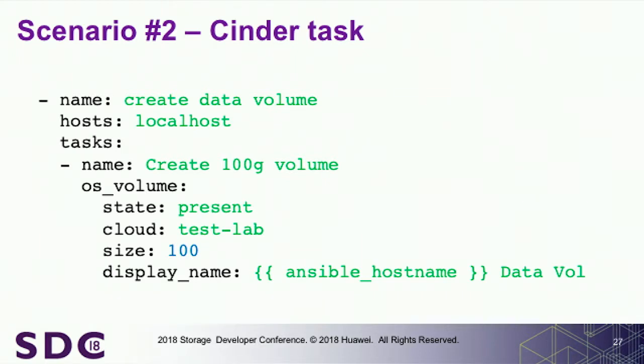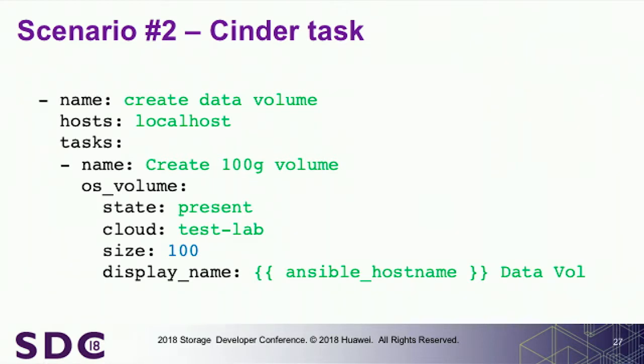You declare a state, it could be absent, making sure it's not there. I'm saying present, and it needs to be 100 gig, and I'm giving it a name. And when you run this task, Ansible is smart enough to fill in these variables and connect to the OpenStack deployment, configure the volume, and do everything it needs to do.